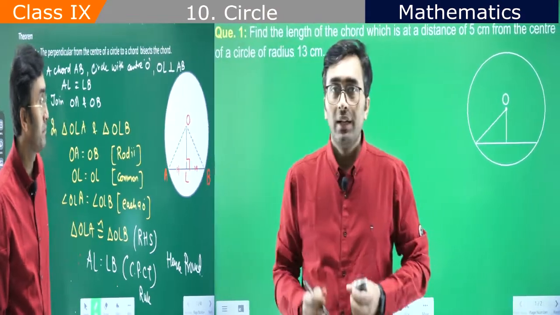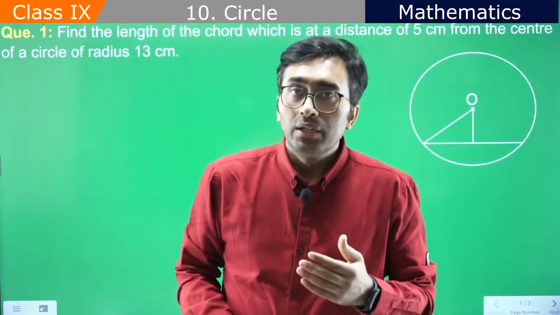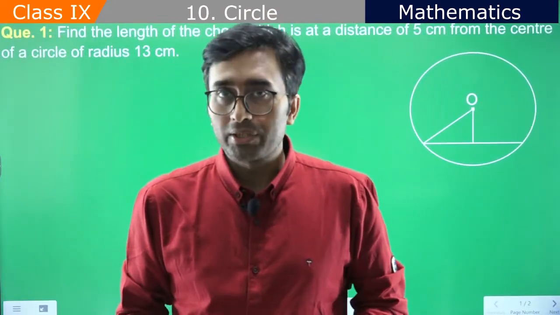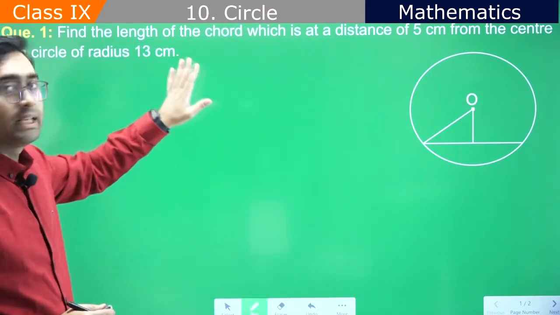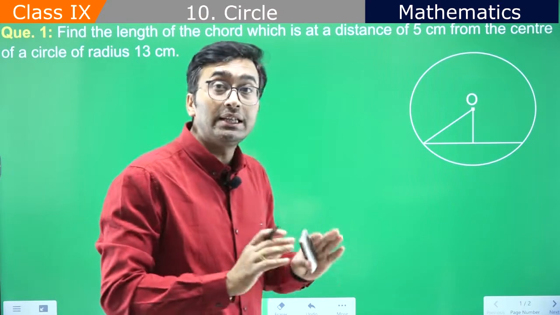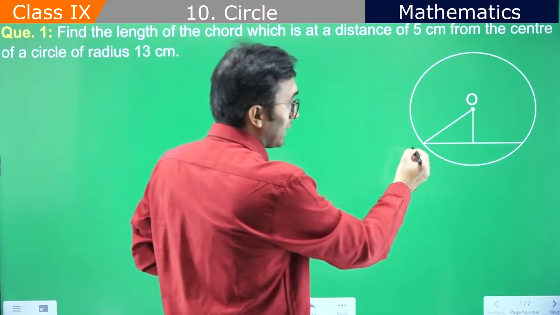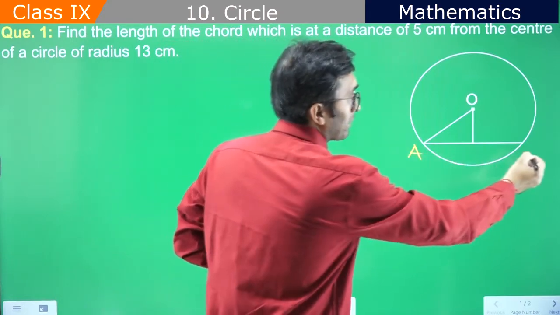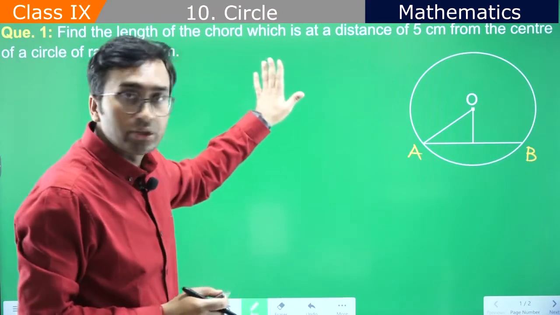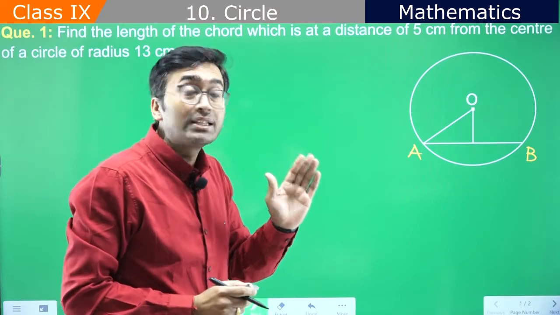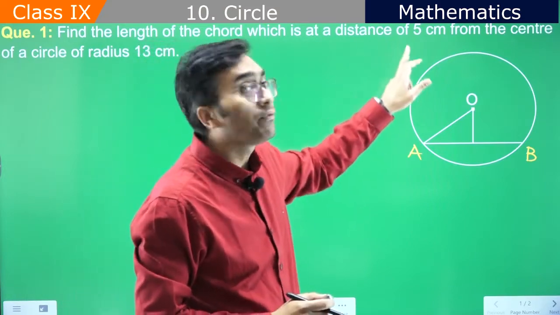Just have a look. As we have discussed the theorem, now we'll solve a problem based on it. We have a question here: find the length of the chord. Let's say this is the chord AB. We have to find the length of the chord which is at a distance of 5 centimeters.